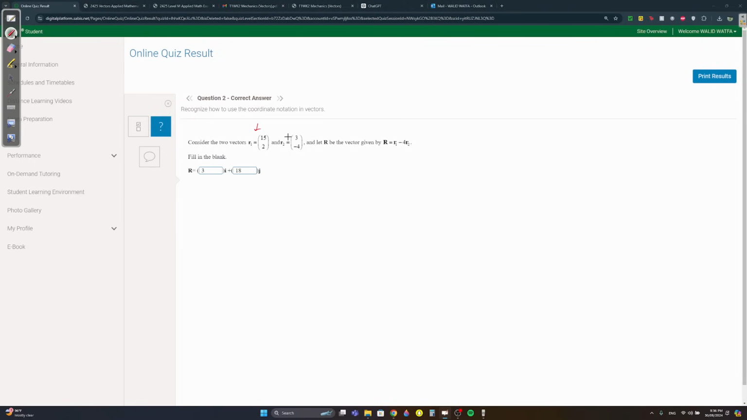You have R1, 15, 2, and R2, 3, minus 4. And then they want you to find the vector R1 minus 4R2. Whenever solving like this, I like to use the column notation. R1, which is 15, 2. So we write 15, 2. Minus 4R2. So 4 times R2. So you multiply up and down. Don't forget, up and down. R2 is 3, minus 4.